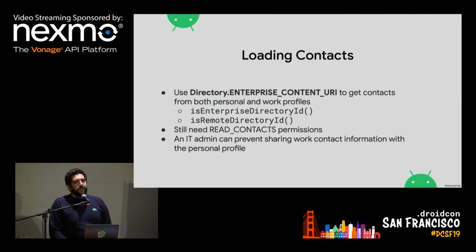And you should also be aware that with work contacts, a lot of companies like to store their work contacts on a remote server. So if you're querying these contacts, you might be triggering a network call. So be mindful about that. And if you want to know if that is the case, you should be using IS_REMOTE_DIRECTORY ID, and that will tell you whether it's a remote server or not. That way you could cache those contacts if you want to load them again. You still need to have read contacts and write contacts permissions, just like you would normally do with regular contacts.